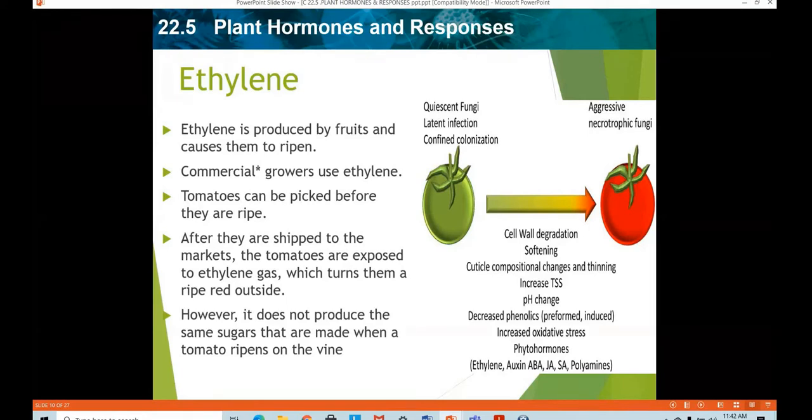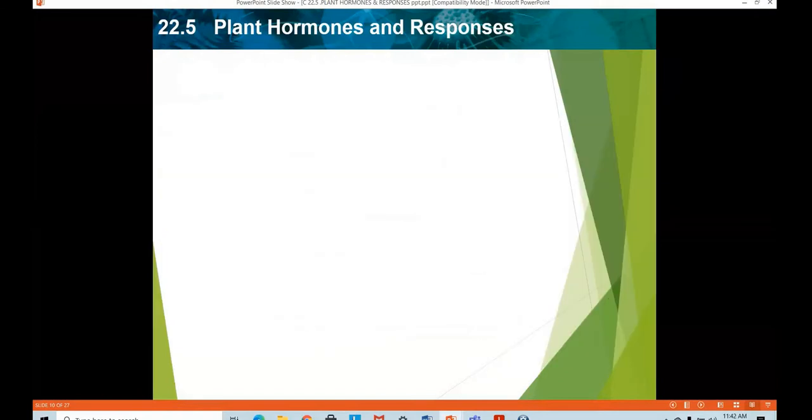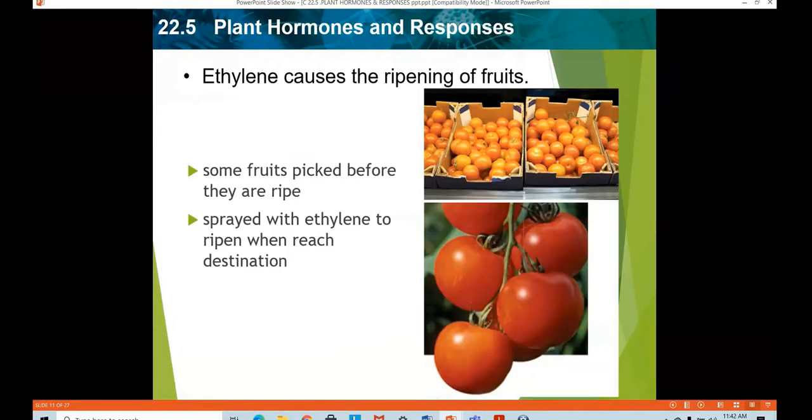Okay, so what is the function of this particular hormone, ethylene? It helps in the ripening of the fruits. You can see in this picture that ethylene causes ripening of the tomatoes. The raw tomatoes turn red, and they also become soft and tasty because of the glucose which is produced when this happens naturally because of the production of ethylene.